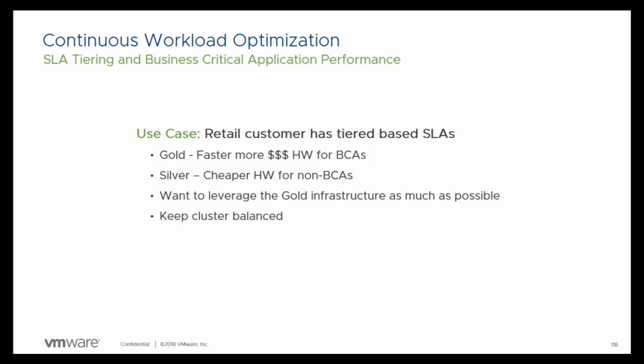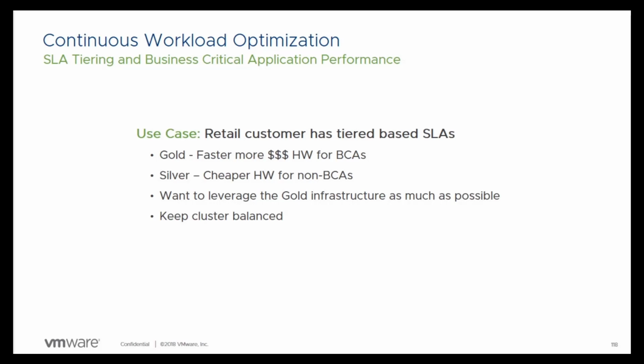And their secondary apps or their non-business critical apps are going to need to run there. Now, there's still a lot of room left in the gold cluster, so they still want to be able to utilize those resources, those faster resources. So when possible, they would like those silver non-business critical applications to run on the gold cluster and get benefits from the fact that it's faster hardware.